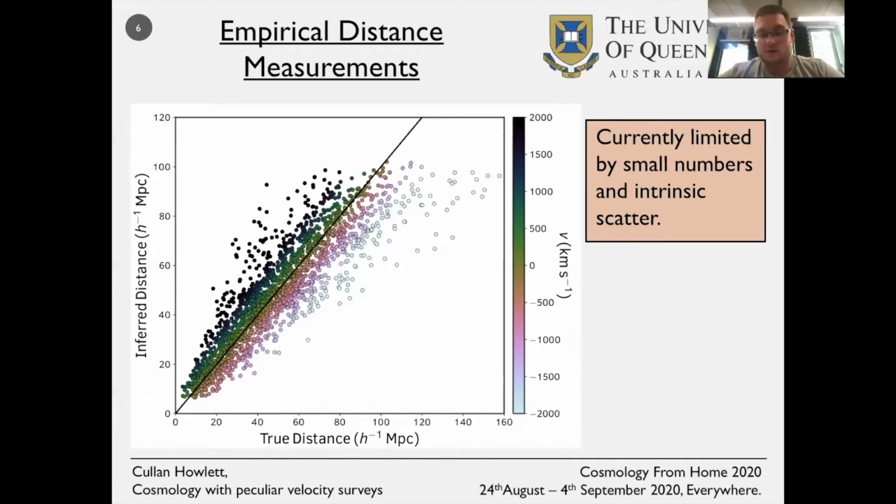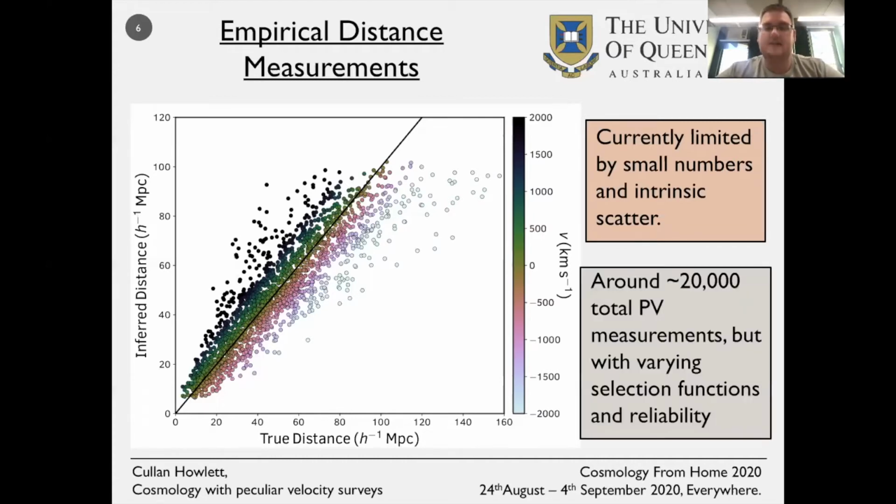They're empirical, which means they have to be calibrated, and there's lots of astrophysical processes which can introduce intrinsic scatter, and we don't fully understand a lot of these. And so in total, there's about 20,000 peculiar velocity measurements to date, but they have varying selection functions. They use different distance indicators, and they also have different intrinsic scatter and reliability.